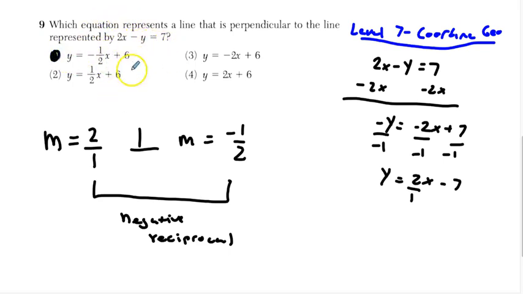Well, clearly that's 1. Now people are like, well, why is the y-intercept changed? Well, the y-intercept doesn't matter. The only thing you need to look at is the slope. You could ignore the y-intercepts. That's not going to tell you if they're perpendicular or not. You're just looking for a different line with a perpendicular slope, and that is number 1.